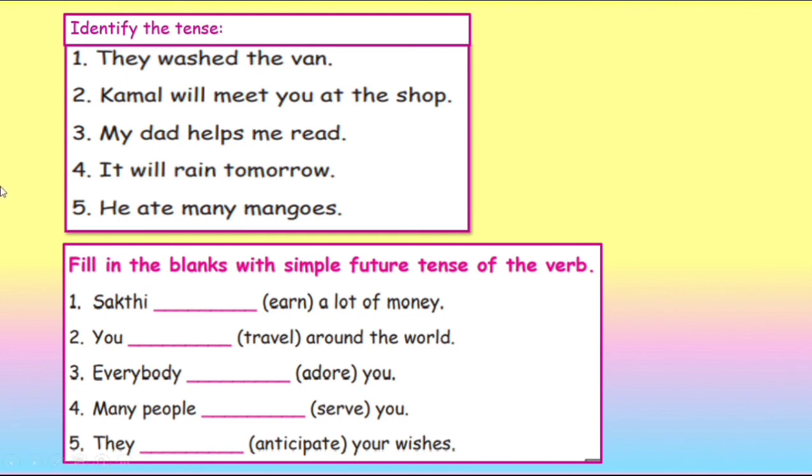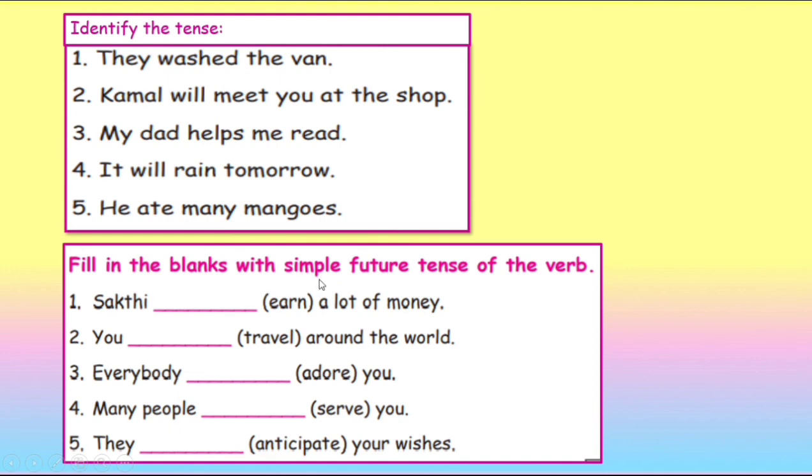Identify the tense. Let's find out first the verb. They washed the van. So the verb here is washed. It's ending with ed, that means it is the past tense. Kamal will meet you at the shop. Will meet is the verb, future tense. My dad helps me read. The verb is ending with s, helps, present tense. It will rain tomorrow. Will rain, future tense. He ate many mangoes. Ate is again the past tense.